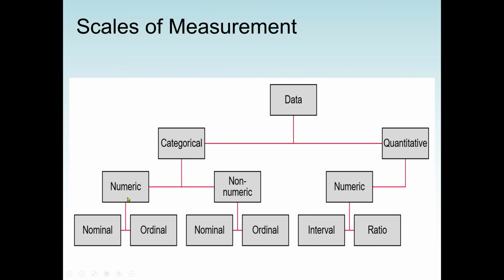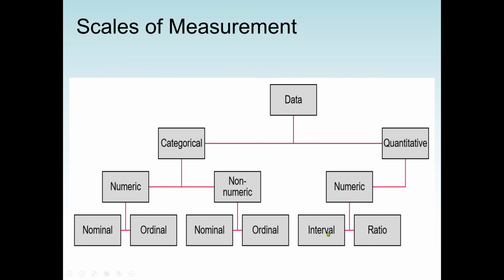Now, within the numeric categorical data and non-numeric, we have the level of measurement, the nominal and ordinal. Non-numeric is also always nominal or ordinal. So with categorical data, the levels of measurement are only nominal and ordinal. Then when we come to quantitative, this is only numeric values. We can perform arithmetic operations. So they are all numeric and they can be either interval or ratio.